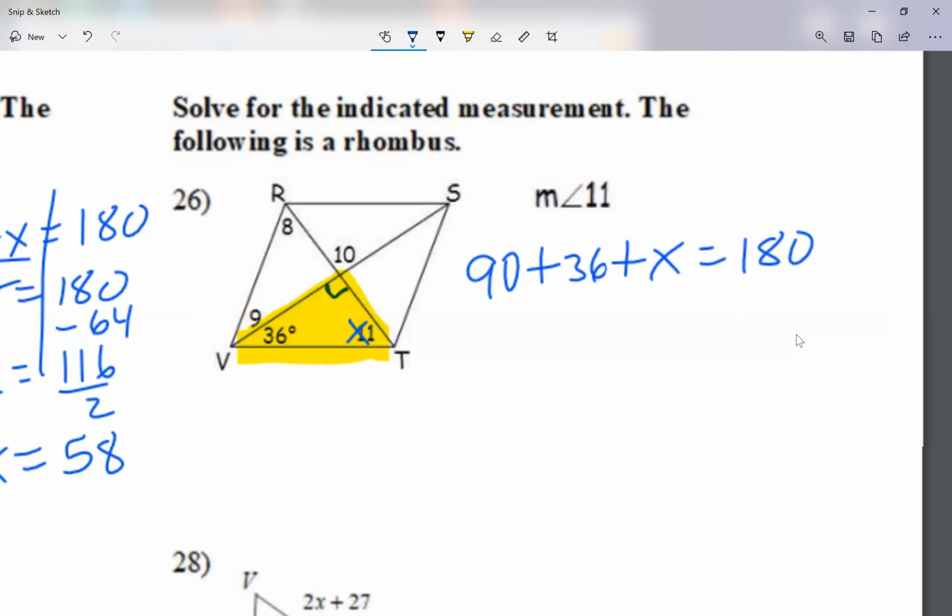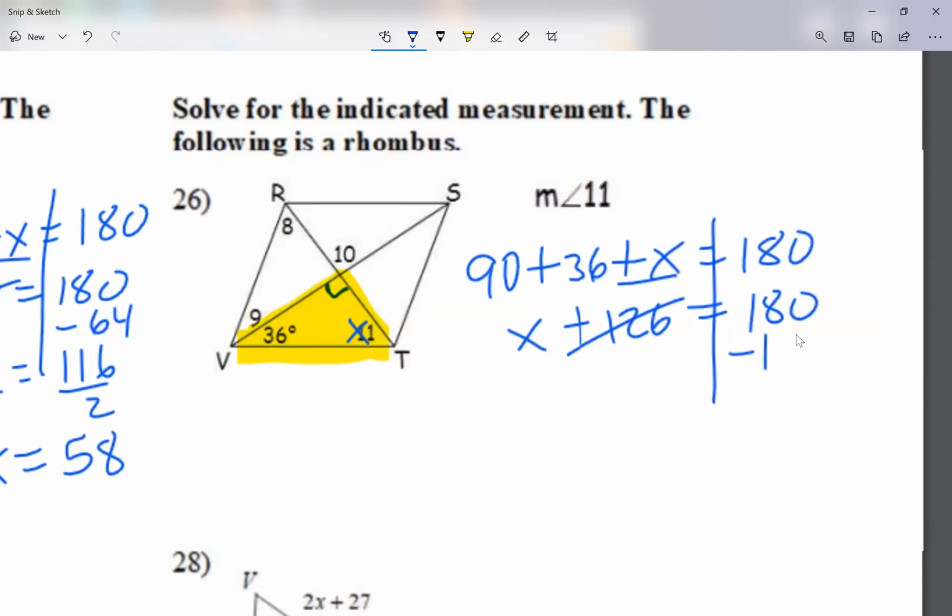Okay. When it comes to letters on the left side, I just have 1x. 90 plus 36 is 126. Just combining my like terms. This plus 126, let me move it over as a minus 126. So I get x equals, but I know that 180 minus 126 is 54. So x is 54.